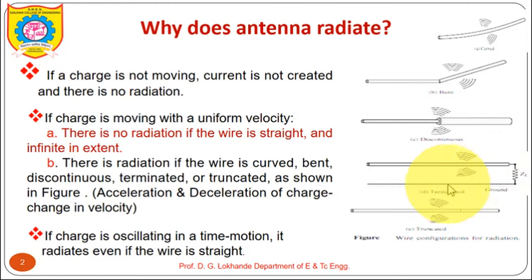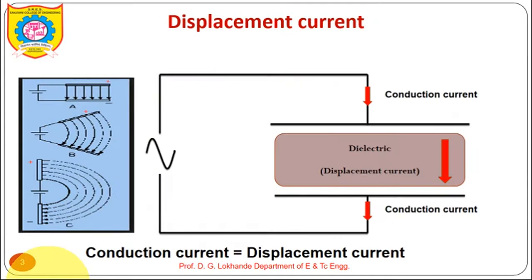Next one is the terminated one, which is not equal to Z0. In that case also the radiation is possible, and the last one is the truncated one. So this is all about how the antenna is radiating the signal.